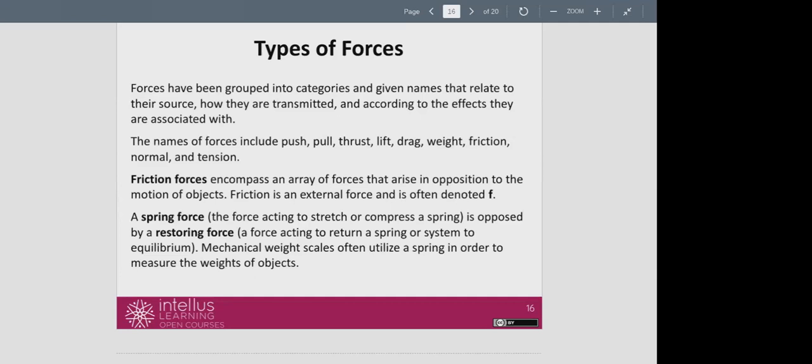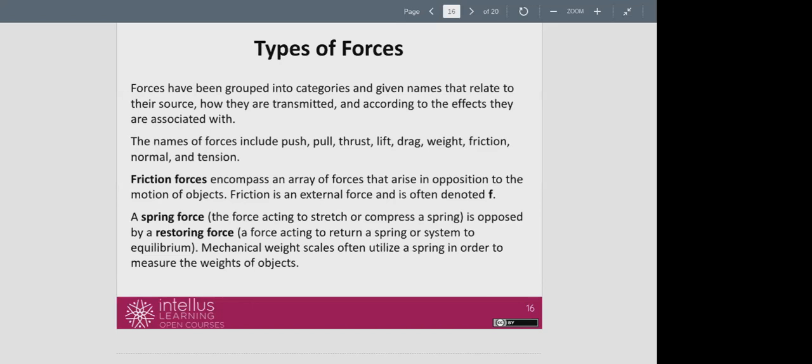Weight, we just looked at. Friction. Friction is a very important force, and we'll look at it in just a moment in a little bit more detail. The normal force is an important force as well, anytime objects are in contact. And tension. Tension is typically the force we associate with cables and wires and strings and so forth.